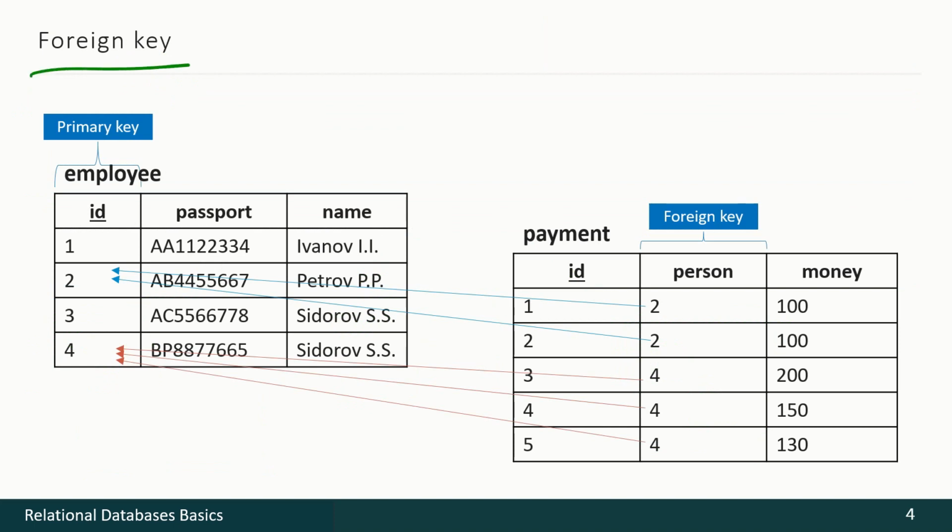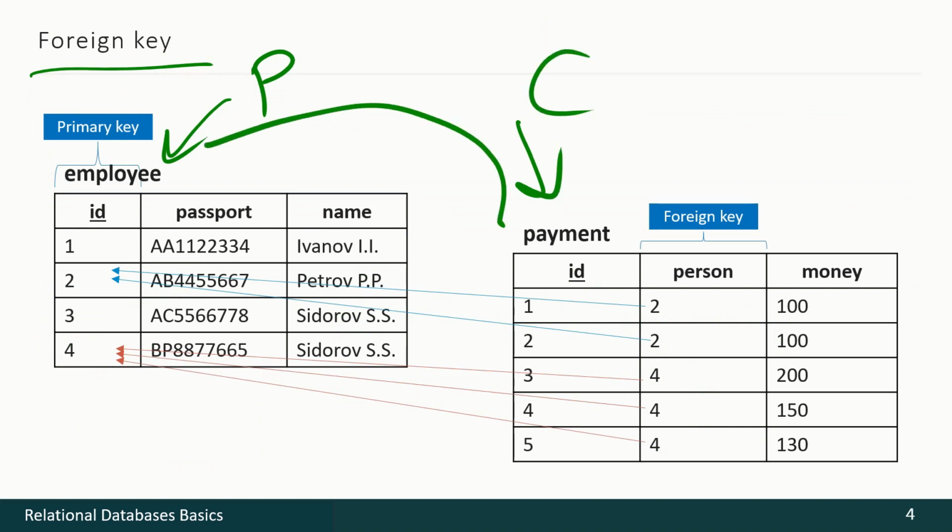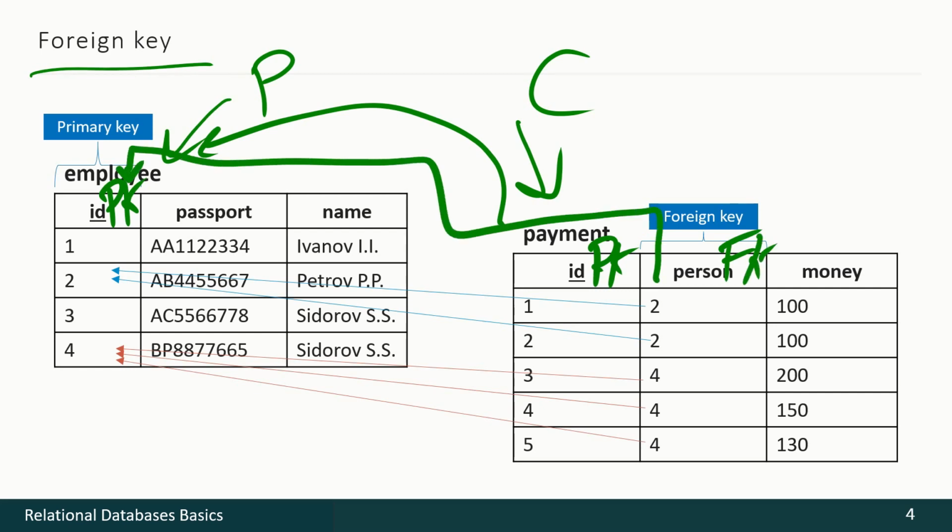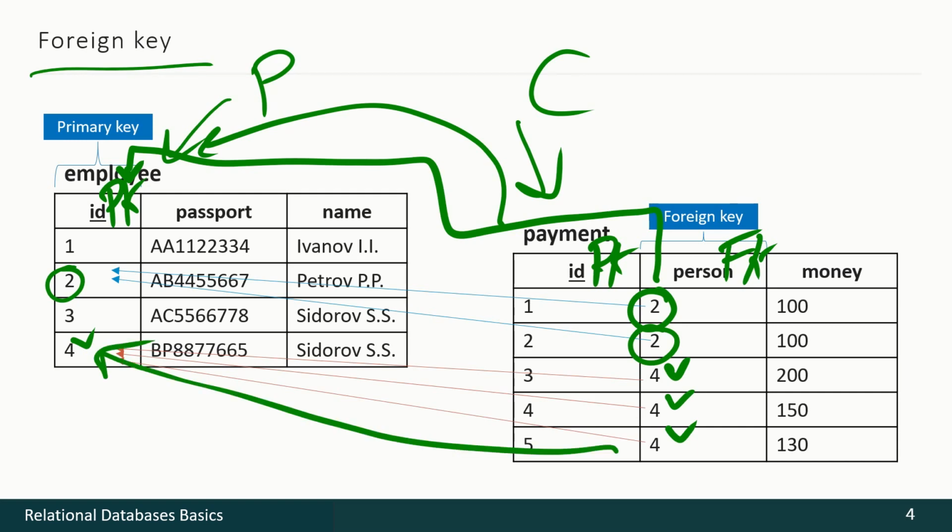That's how it looks in details. So we have a parent relation and a child relation, so a payment belongs to an employee. We have primary key here, we have primary key here, but we have foreign key here, and that foreign key references the primary key of the parent relation. So we can see that these values are duplicates of this one. These values are duplicates of this one. So that's how relationship between relations works.